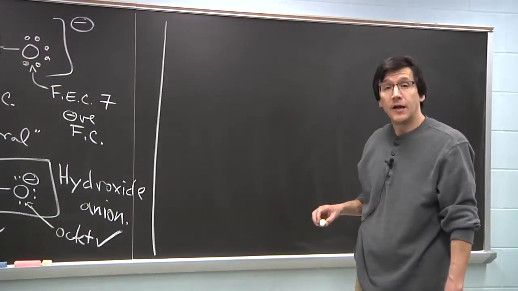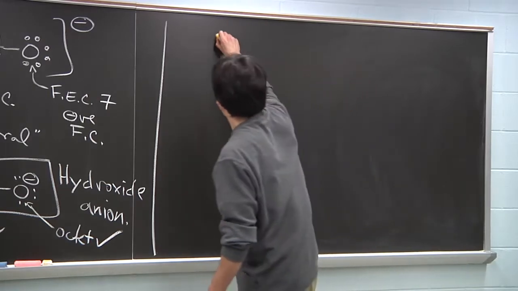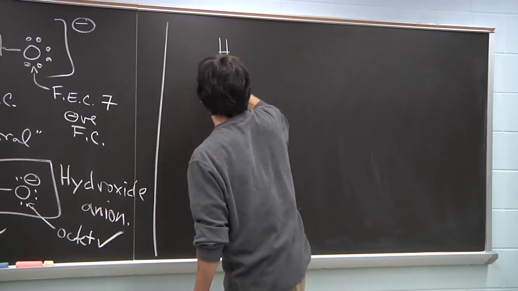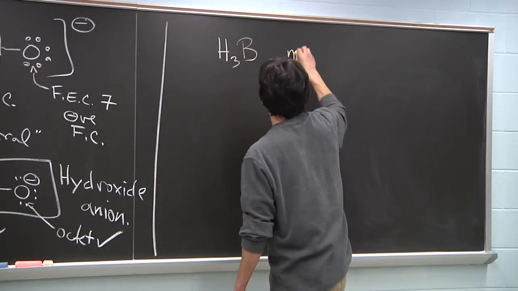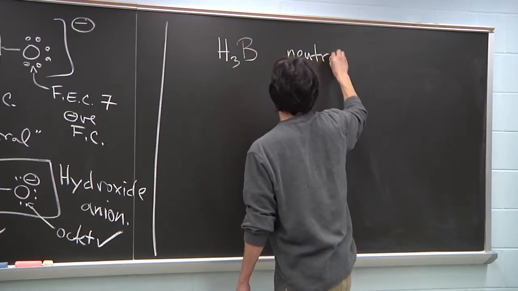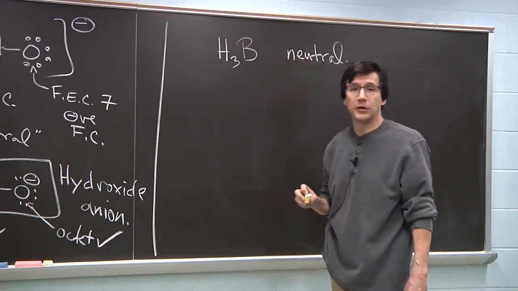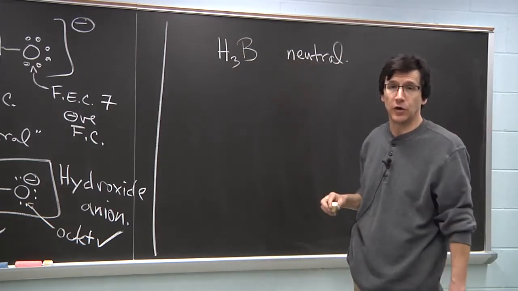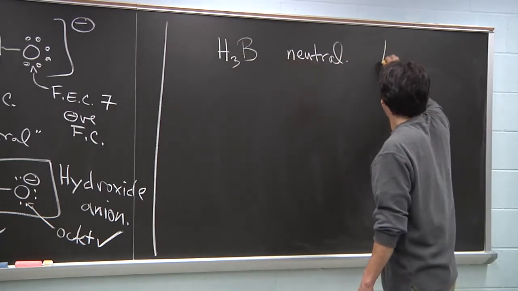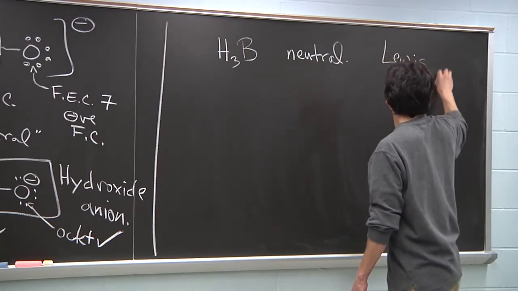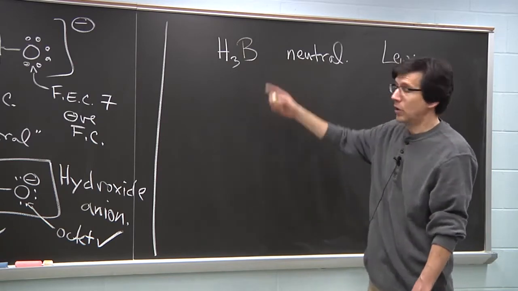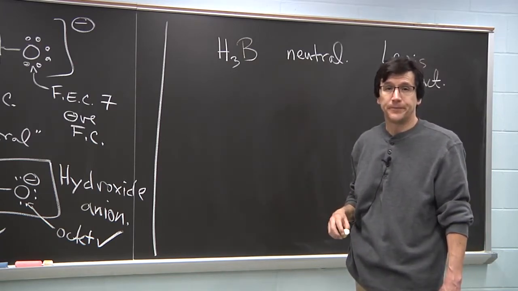All right, let's try another problem. What if I give you this molecule, 3 hydrogens and a boron? Furthermore, let me specify that this is a neutral molecule, so it does not carry an overall charge. So let's start by having you draw a Lewis structure for BH3.